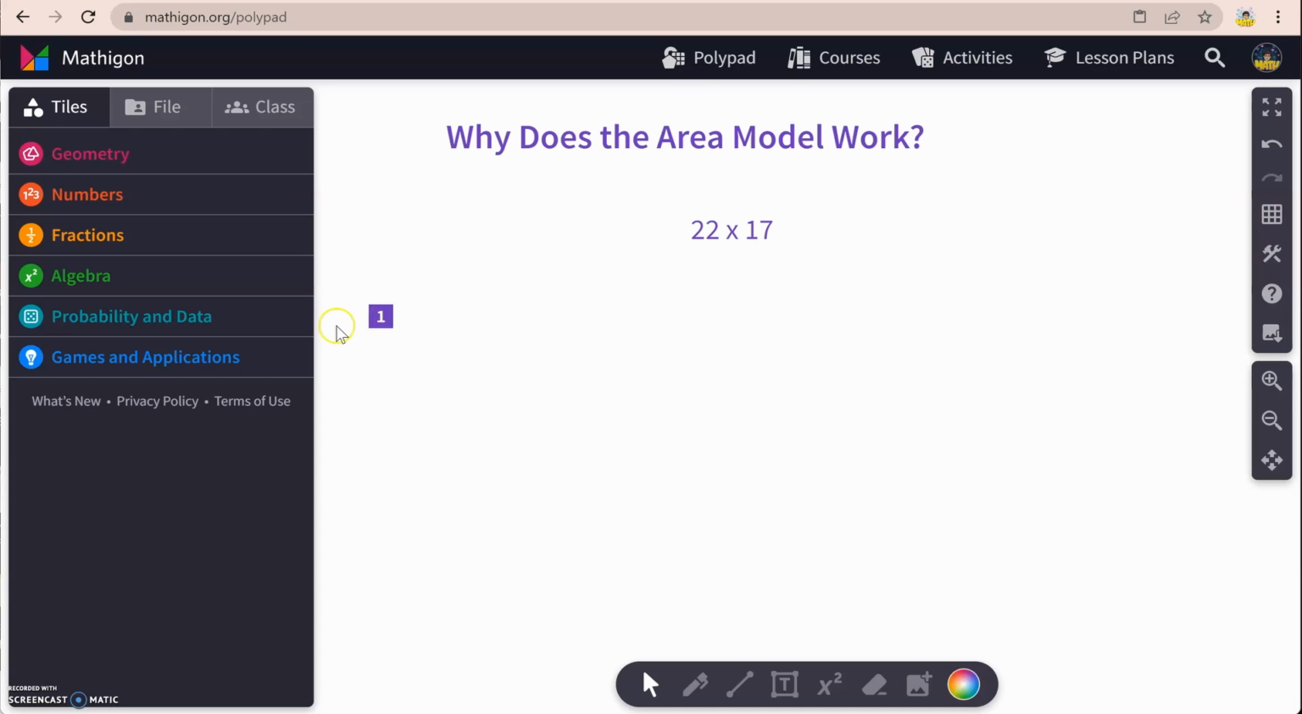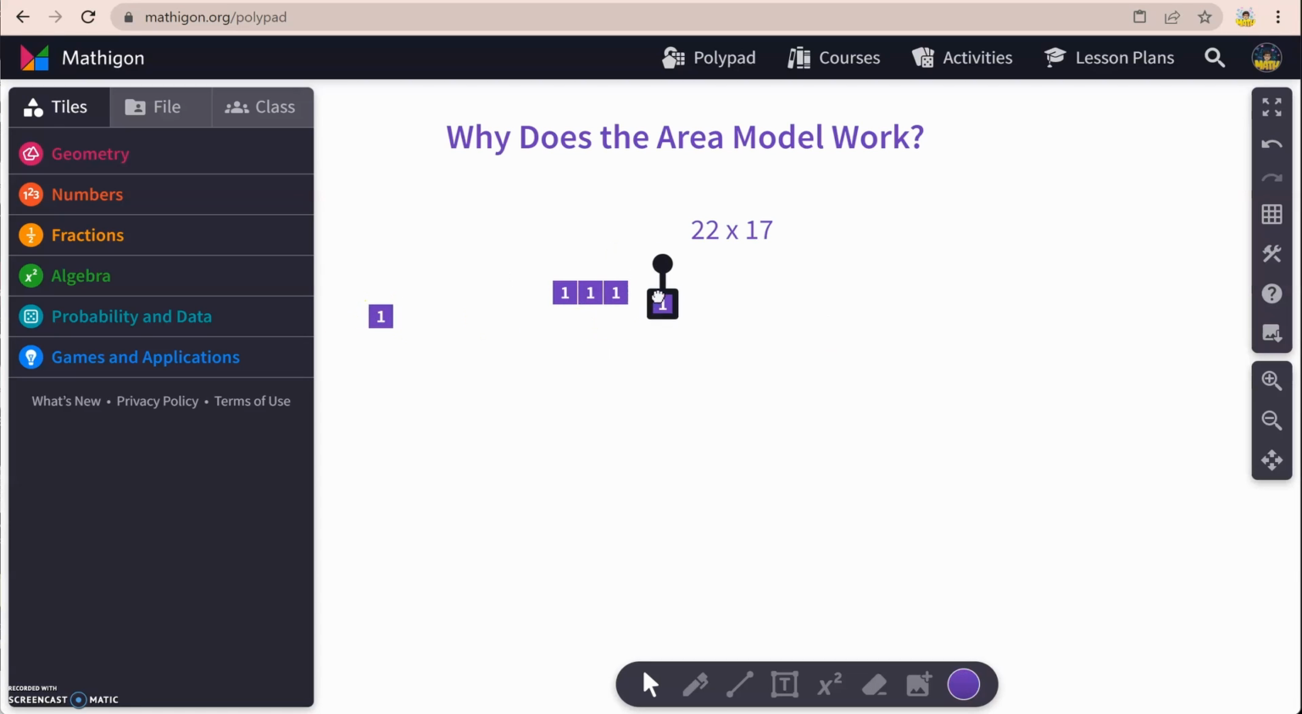So let's start with a square with two sides equal to 1. So each side is equal to 1, so 1 times 1, this has area 1. If I take two of these squares and I put them side by side, then I have a rectangle that's 2 units long, 1 unit tall, and it has area 2 times 1, or 2.